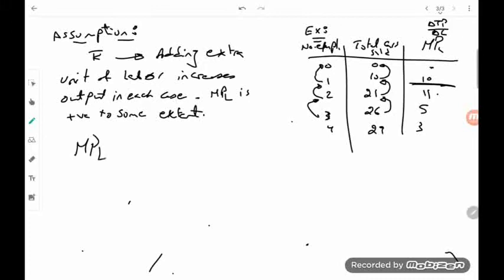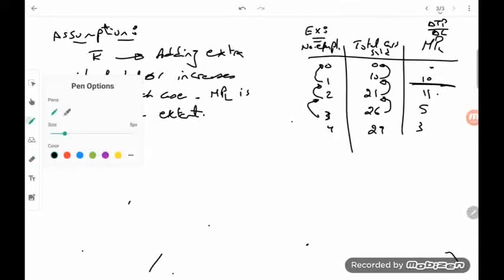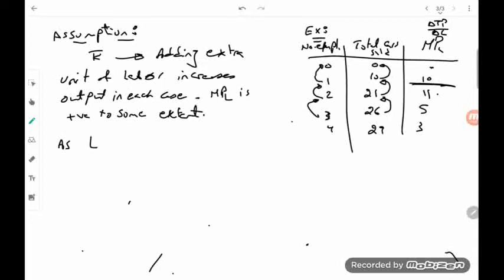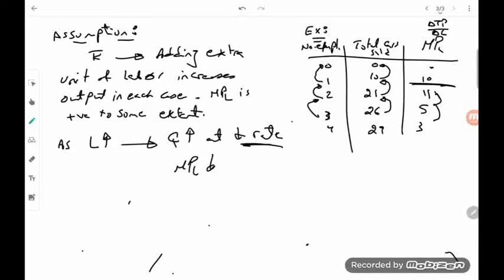As labor increases, output increases at a decreasing rate, or marginal productivity decreases. It's 11, 5, 3, so it's a decreasing rate. The addition is going to decrease, and positive. This is known as the law of diminishing marginal returns.